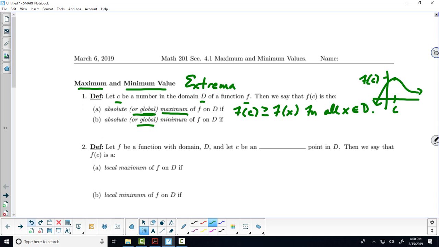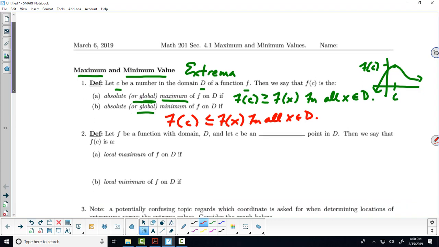Okay, similarly, we have a global minimum. And a global minimum is some value c where f of c is less than or equal to f of x for all x in the domain. Okay. So now we've defined global extremum.